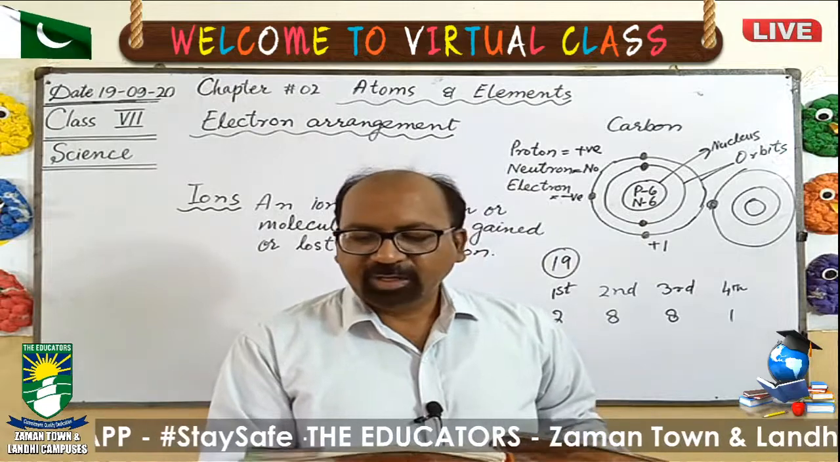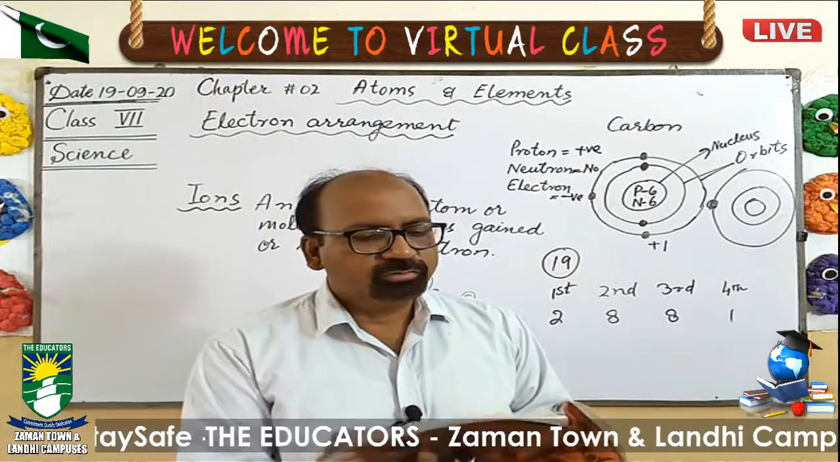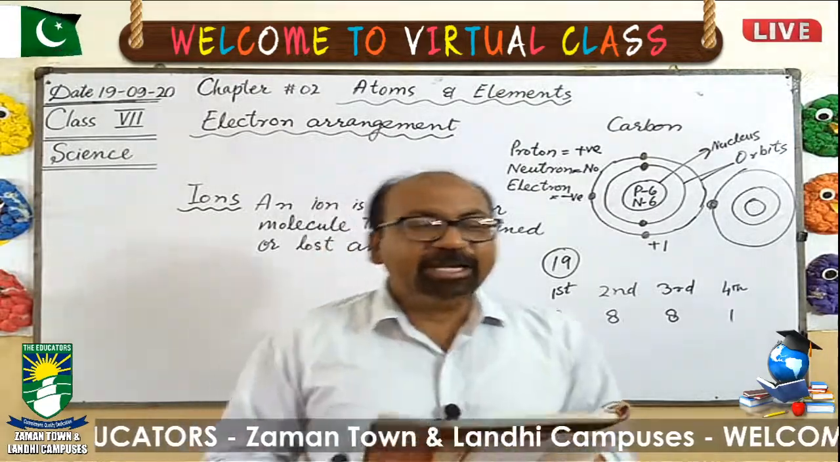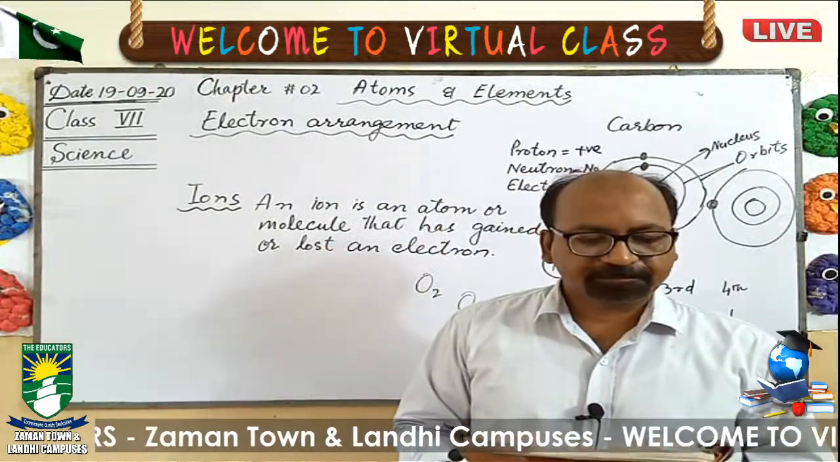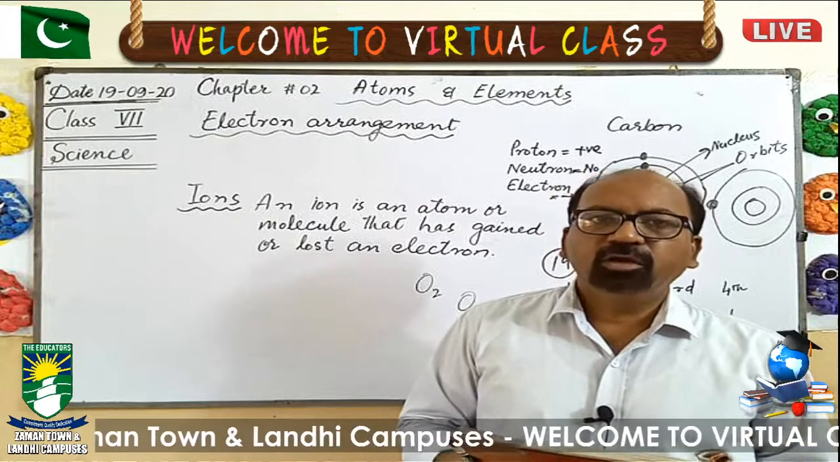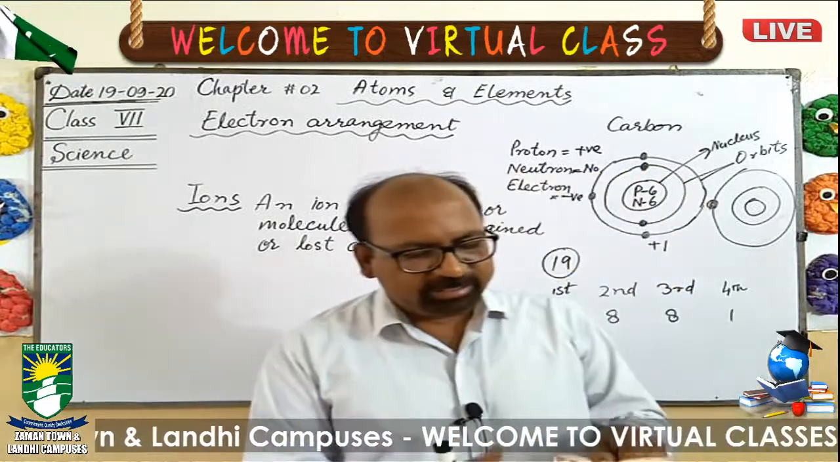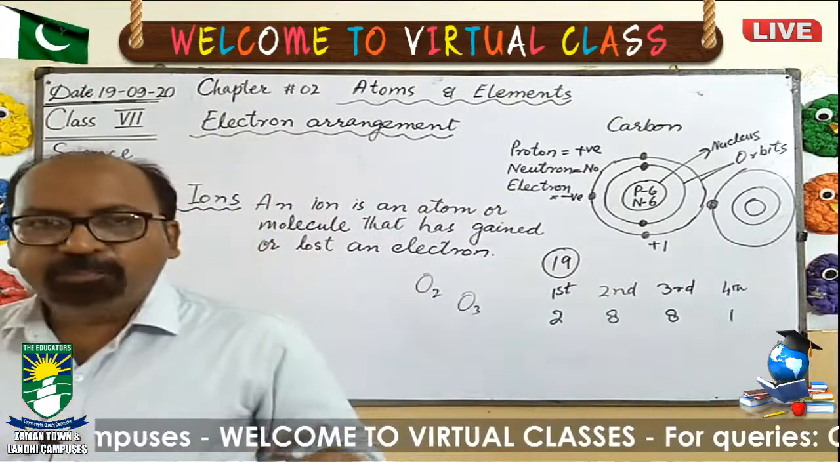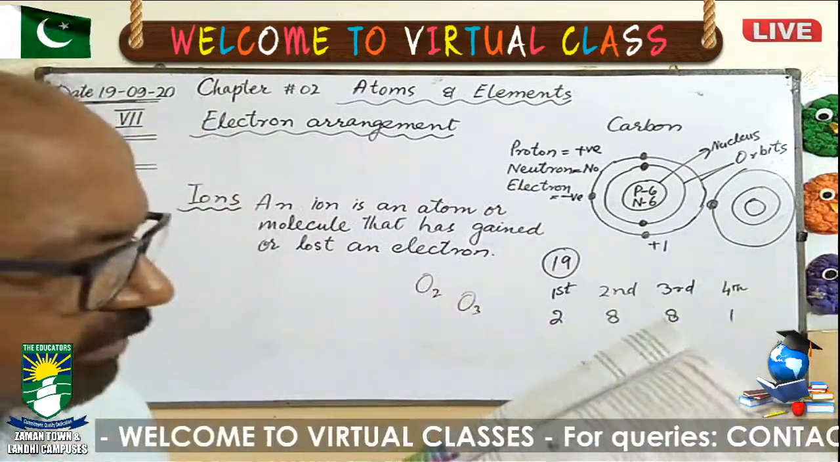Next is group O or zero elements. These are called noble gases. Let's see where these are present. Open your books at page number 16.